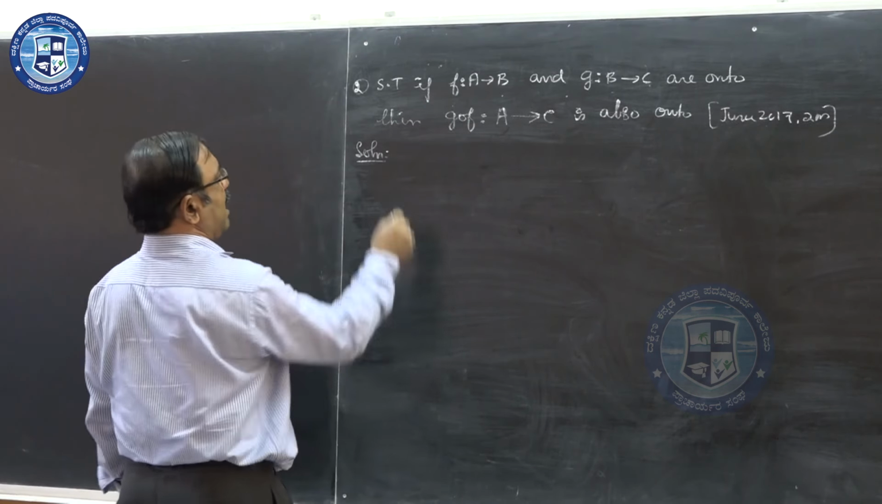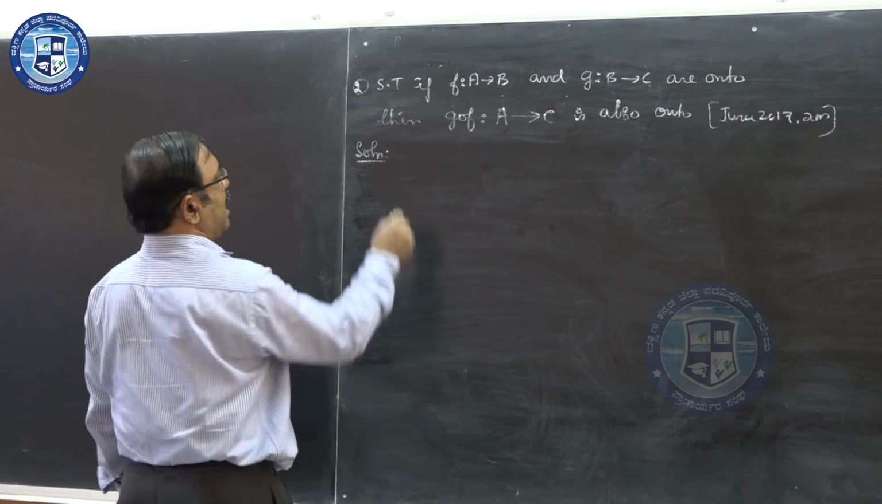Now g from B to C is onto implies for z belonging to C there exists y belonging to B such that g of y equal to z. Okay, g from B to C is onto, what do you mean by that? For z belonging to C there exists y belonging to B such that g of y is equal to what? z.